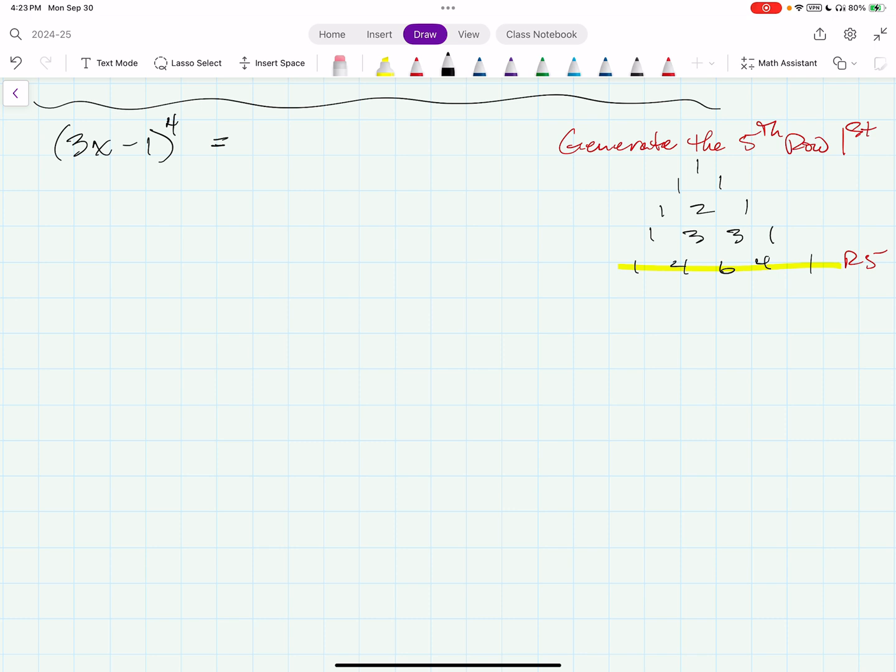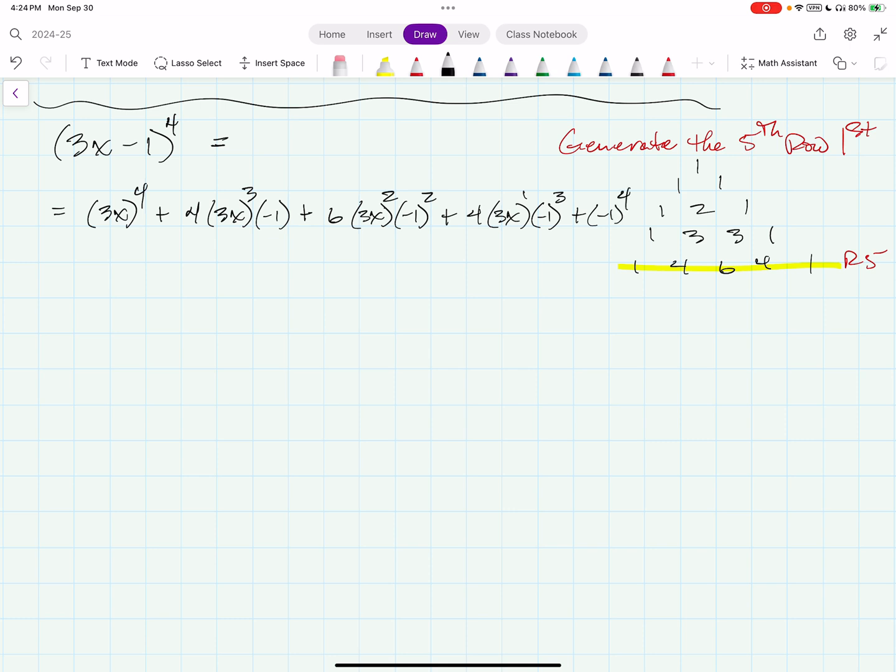All right, so I'm going to assume that you've done your first step. So here we go. We're going to have 1 times 3x to the fourth, plus your coefficient 4 times 3x to the third times negative 1, plus 6 times your first term to the second power times your second term to the second power, plus 4 times your first term, which is 3x to the first power, times negative 1 to the third power, plus negative 1 to the fourth power. Okay, so there's your first step in the expansion right there.